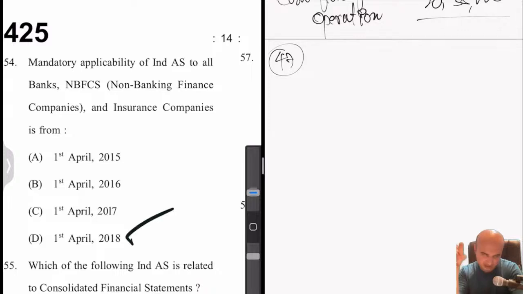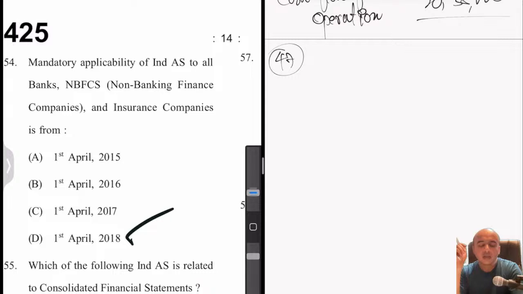In fact, the Reserve Bank of India, which is the regulatory authority for banks, mandated this adoption of Indian accounting standards for scheduled commercial banks. Of course, they did not make it mandatory for the regional rural banks, but it is mandatory for local area banks and small finance banks from 1st April 2018. In fact, it's not just the banks, even the Insurance Regulatory and Development Authority of India, IRDAI, made it mandatory for insurance companies to adopt Ind AS from the same date, that is 1st April 2018.